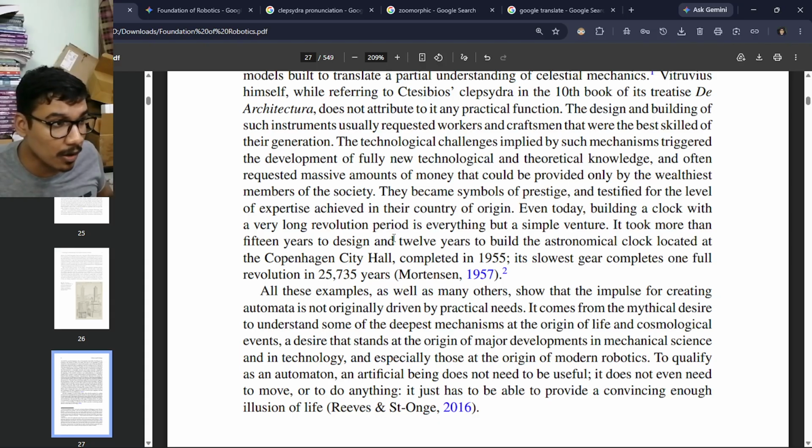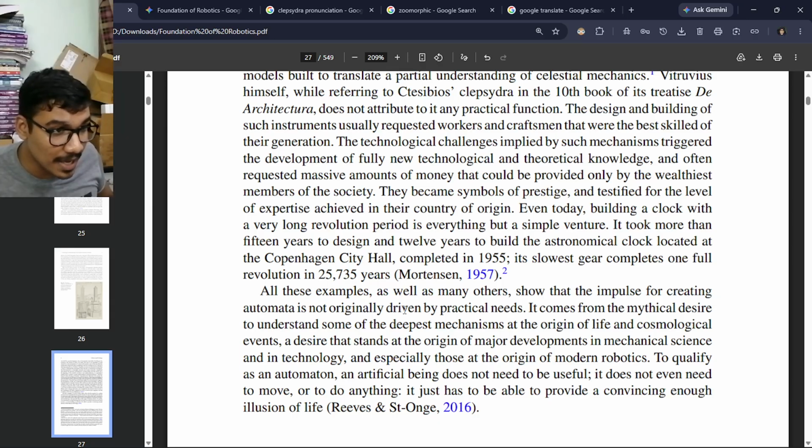Even today, building a clock with a very long revolution period is anything but a simple measure. It took more than 15 years to design and 12 years to build the astronomical clock located at the Copenhagen City Hall, completed in 1955. Its slowest wheel completes one full rotation in, oh my god, 25,000 years. That's a lot.